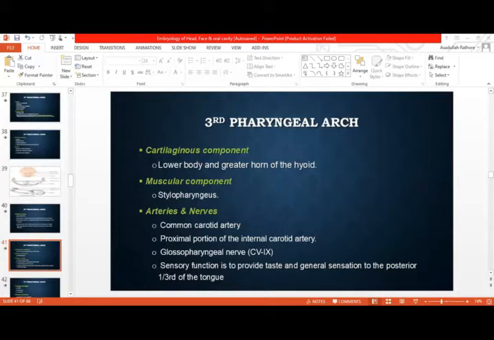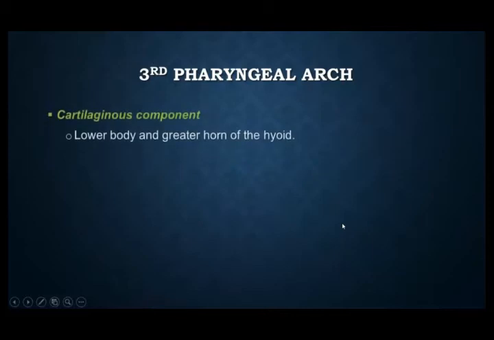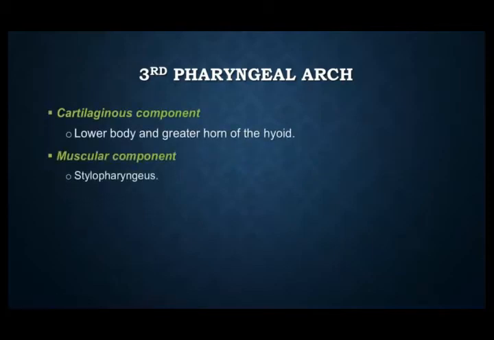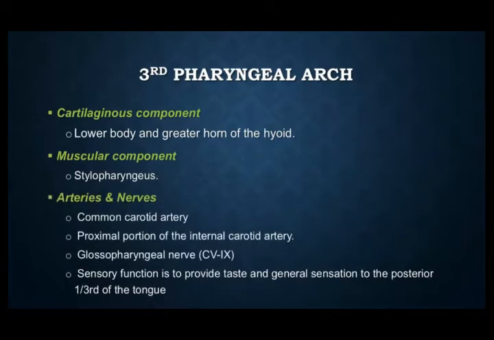We were discussing the different components of the third pharyngeal arch. So these are the components that develop from the third pharyngeal arch. We have discussed the cartilaginous component, the stylopharyngeus muscle, that is the muscle of the lateral wall of the larynx, and then we have the arterial and nervous component of the third pharyngeal arch.